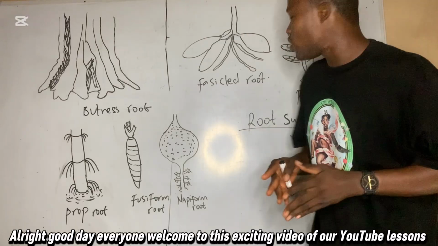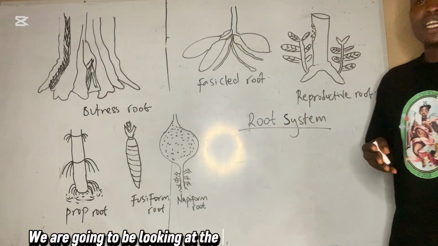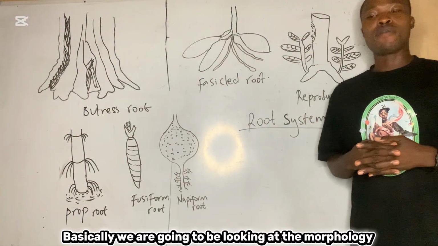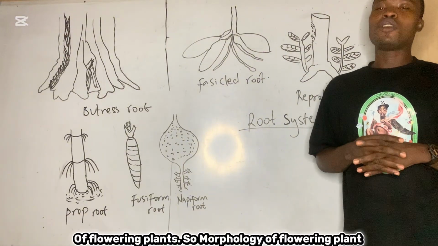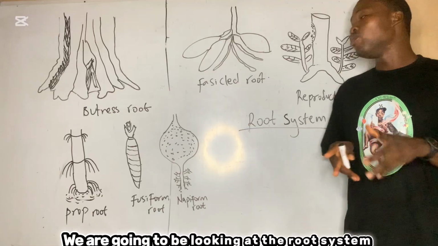I'm going to be looking at the root system. I'm going to look at the morphology of flowering plants. Morphology of flowering plants. I'm going to be looking at the root system.